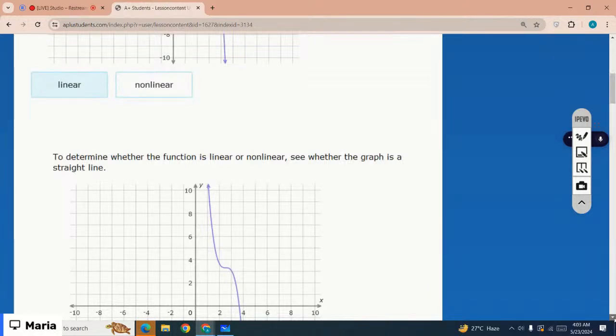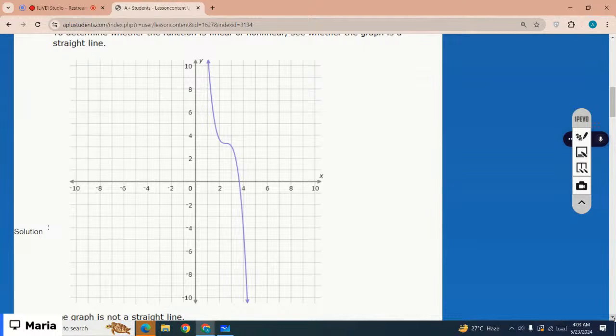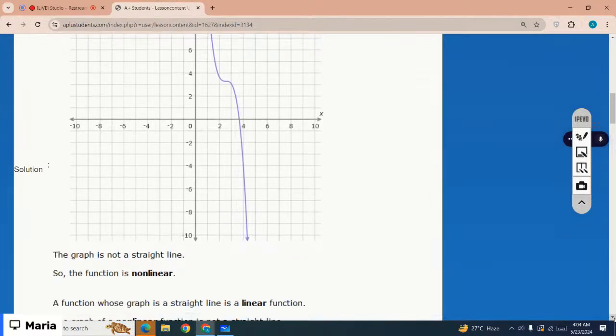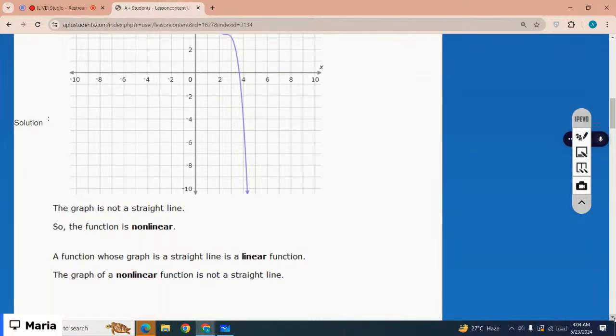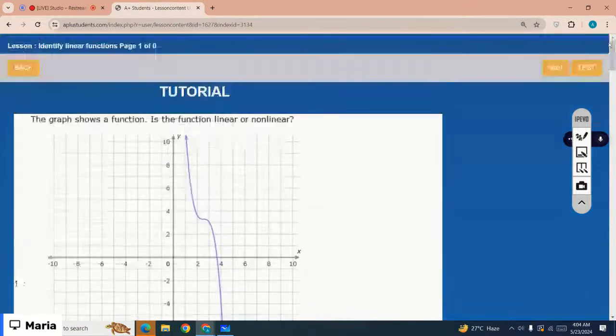To determine whether the function is linear or non-linear, see whether the graph is a straight line. If the graph is a straight line, that means the function is a linear function, right? If the graph is not a straight line, the function is non-linear. The graph of a non-linear function is not a straight line. Got it? So for a linear function, the graph must be a straight line. Let's start with the test questions.